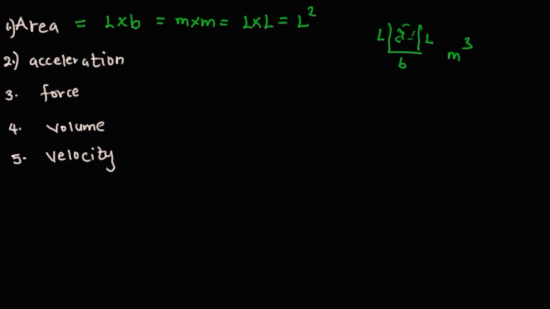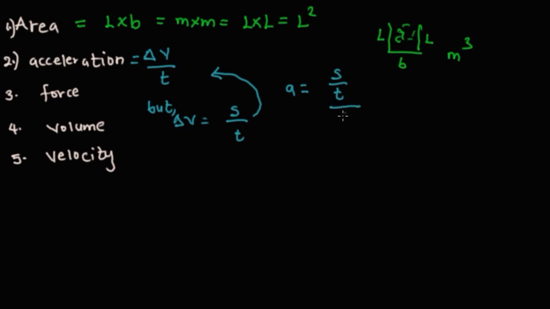Acceleration, we should know, is well defined as the change in velocity over time. First, we've mastered the definition, change in velocity over time. But we should not forget that velocity is supposed to be displacement over time. Now we take this and put it here, and we're going to have acceleration is equal to what? S over t over t.